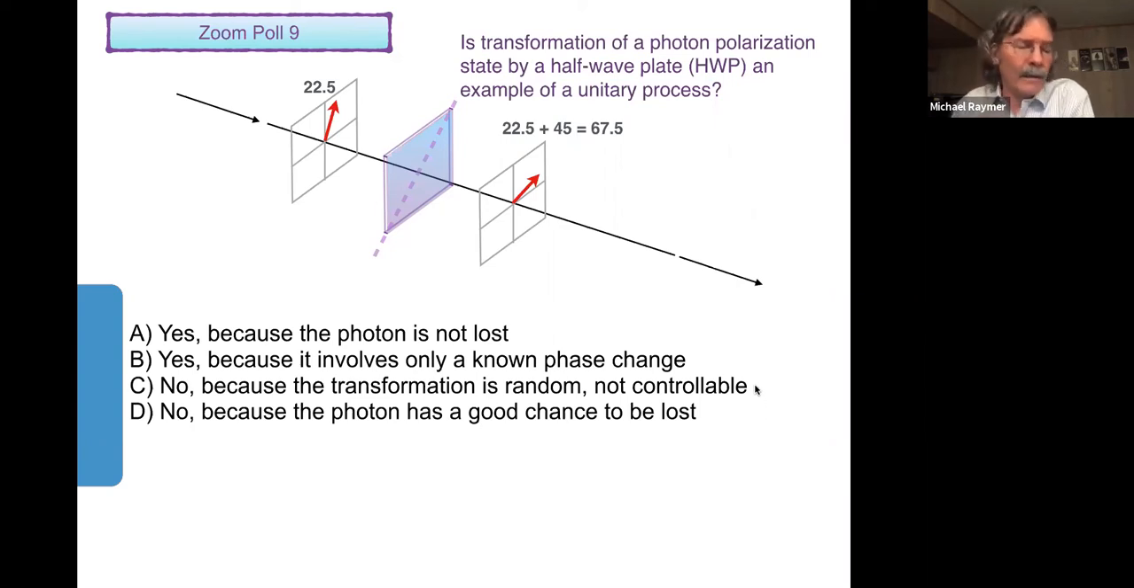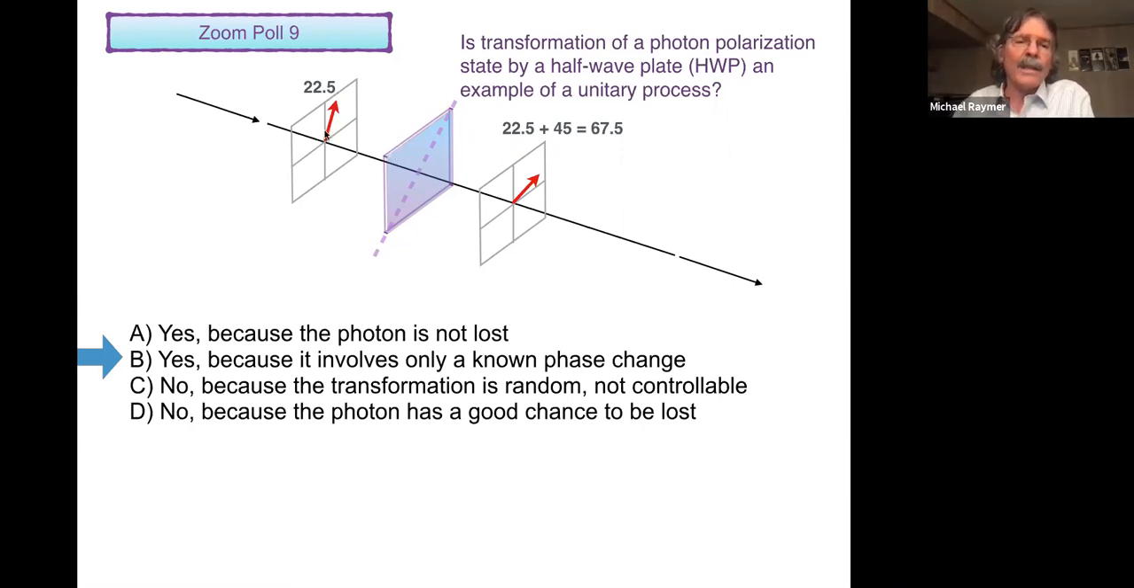I talked about the half-wave plate in last class, and Henning showed a demonstration of one. It transforms the polarization. And I showed a grid and arrow diagram to show how that works. Possibly one or two of you weren't able to be at that class. So if you're not sure, you don't have to click. Okay, 5 seconds, 3, 2, 1. Okay, most people said yes because it involves only a known phase change, and that is correct.